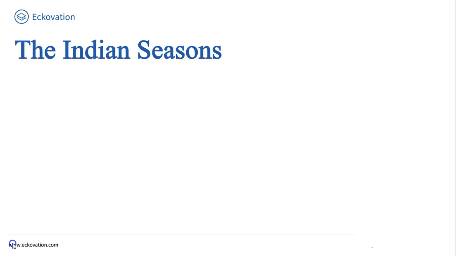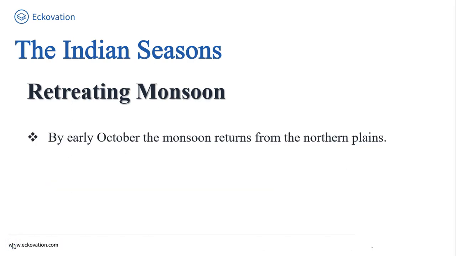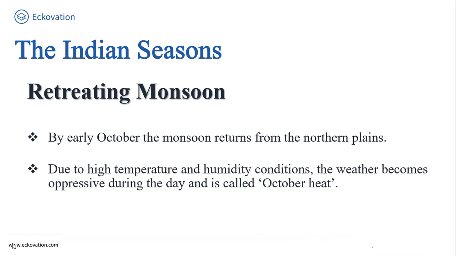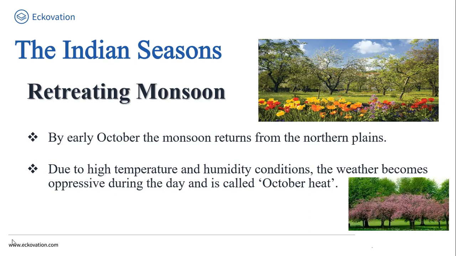Now friends, let's move ahead and continue our discussion with the Indian season. Now we will discuss the retreating monsoon. Friends, by the beginning of October, the monsoon withdraws from the northern plain, and due to the high temperature and humidity, the weather becomes oppressive during the day, basically known as October heat.